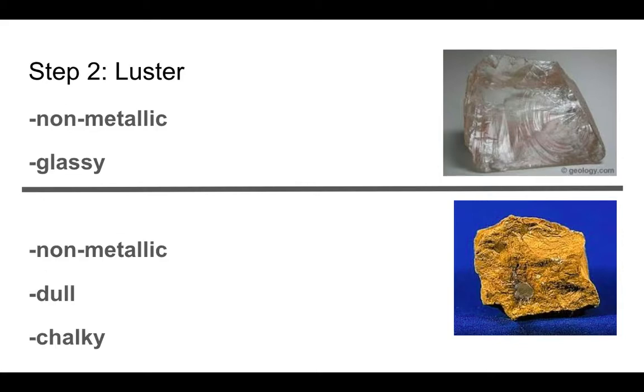Then looking at their luster, we can see that they are both non-metallic. That means neither of them is shiny. In the first one, some people think, well, it's clear, so it's shiny. No, if it's glassy and pearly, it can still be non-metallic. It has to be really, really shiny to be considered metallic. Picture something made out of gold. If it doesn't glitter like that, it is non-metallic. They are both non-metallic, but the top one has a glassy look, while the bottom one is dull and chalky. Chalky means it looks like chalk. It's basically the best way I can describe it.